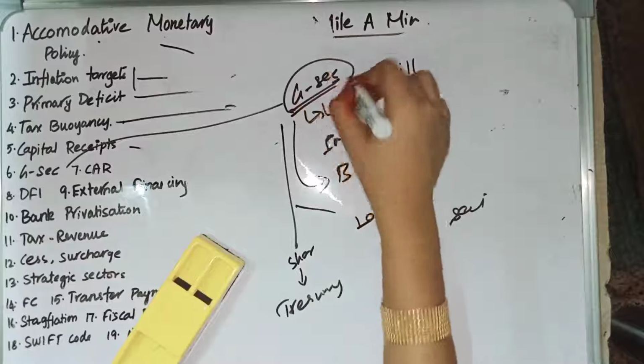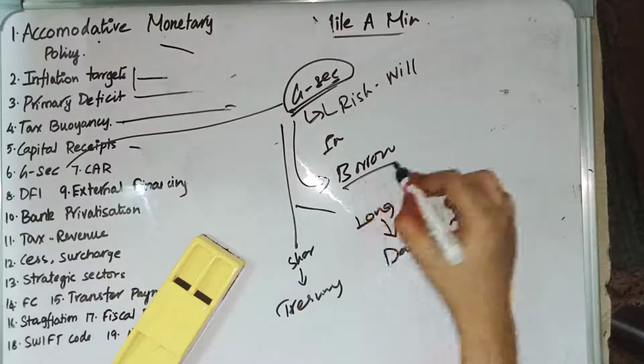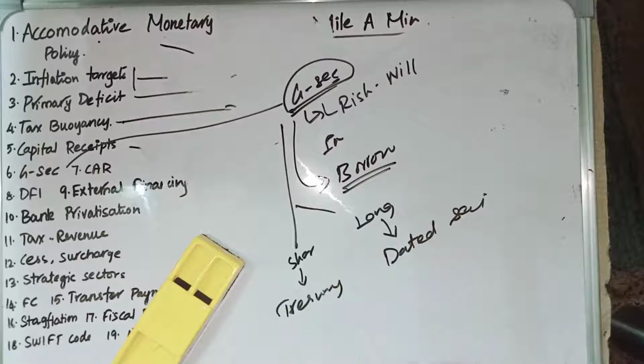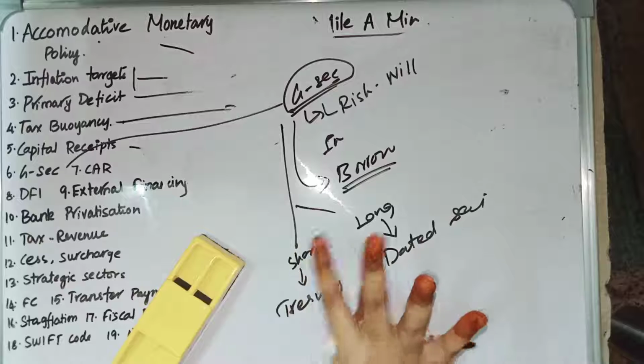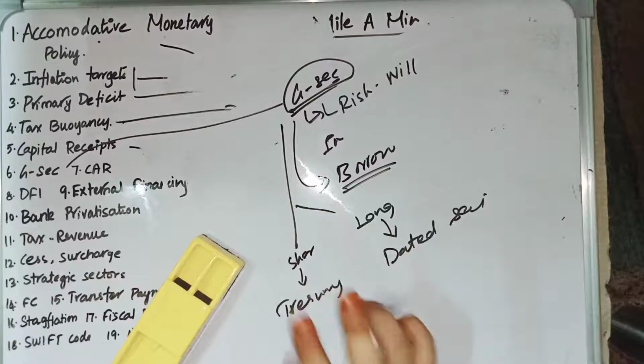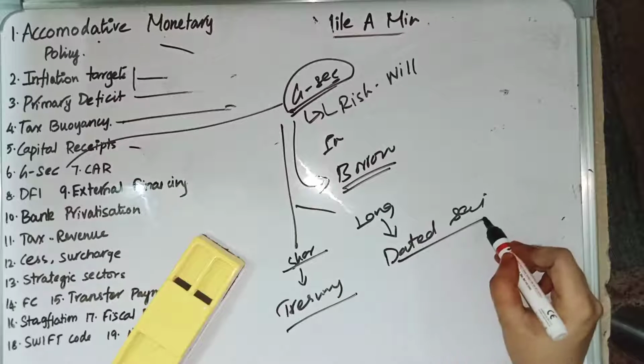GSEC is a debt instrument issued by the government to borrow money. It is the safest form of investment and the risk is almost nil, but there will still be a fluctuation in interest rate. There are two types of GSECs: treasury bills and dated securities.